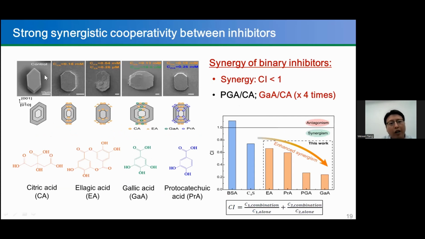So surprisingly, we observe a strong synergistic cooperativity between inhibitors. For example, the combination of citric acid with gallic acid displays a 4-fold growth inhibition enhancement compared with CA alone.